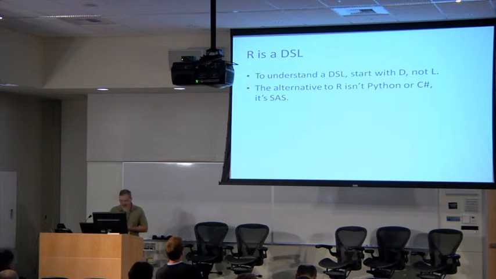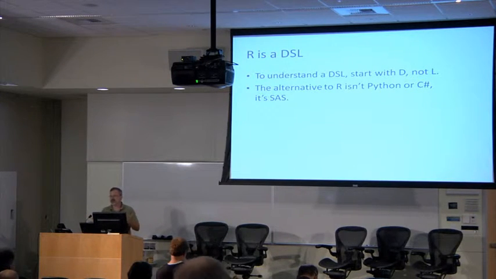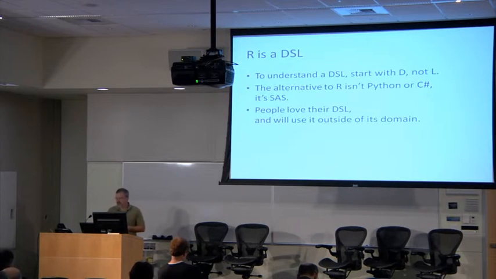So, to the statistical community, the alternative isn't, say, Python or C++ or C# or something. The alternative is SAS. They're going to use a statistical DSL. And people love their DSL. And they will try to use it where it is completely inappropriate. If at all possible, they will stick to their mother tongue. And that's understandable, but it also causes a lot of headaches.